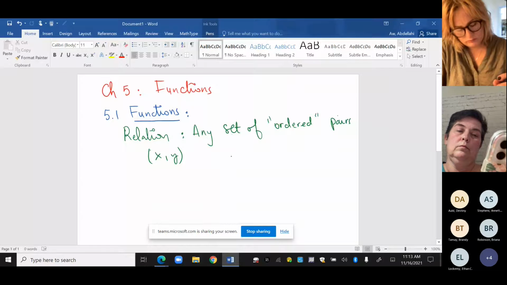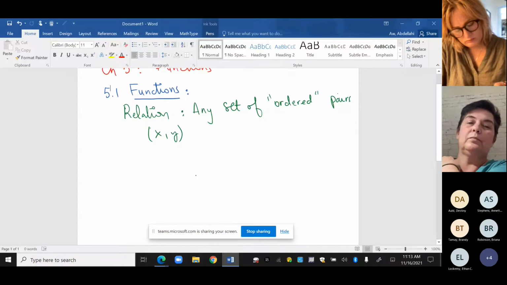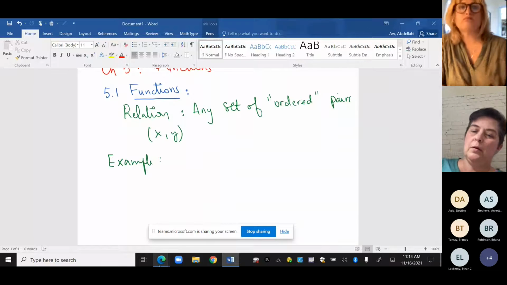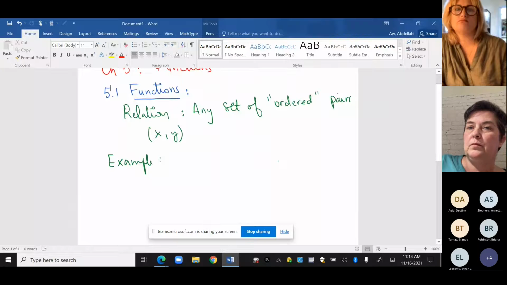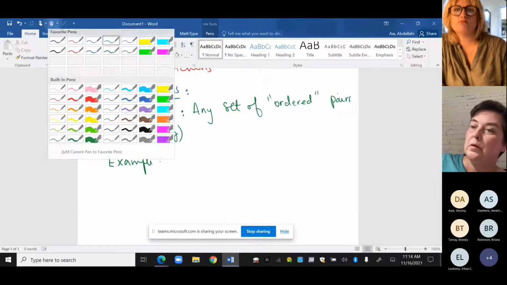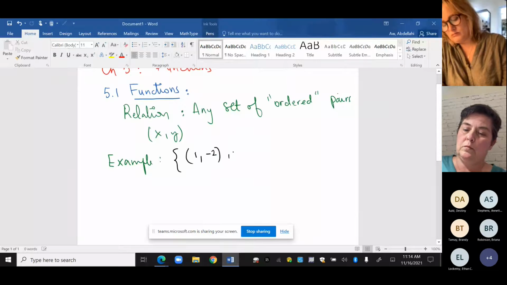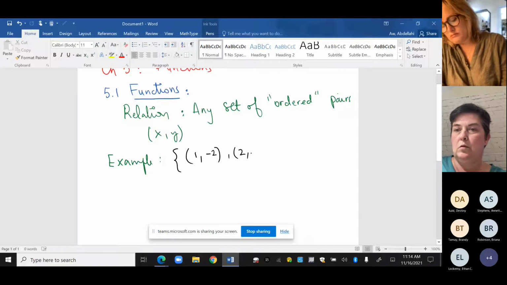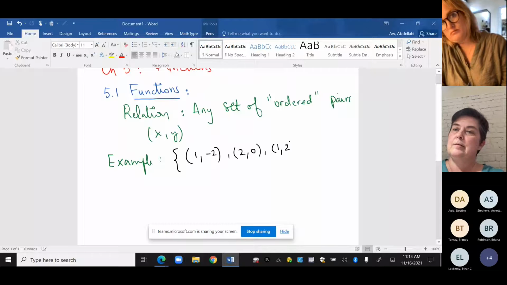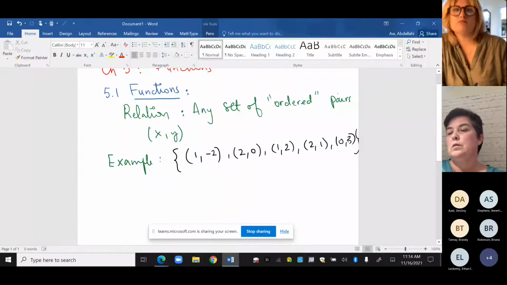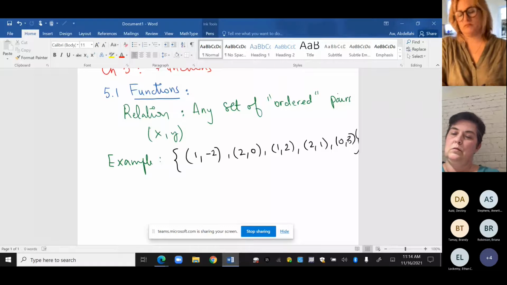Okay, so any set of ordered pairs XY is called a relation. There are no further conditions. If you say, for instance, as an example, (1, -2), (2, 0), (1, 2), (2, 1), and then (0, 3). That is an example of a relation. This set of ordered pairs is called a relation.